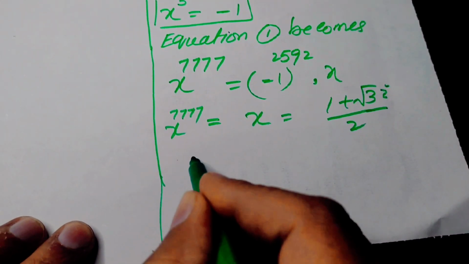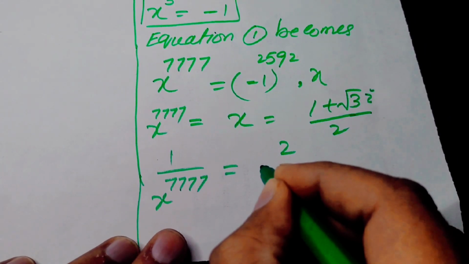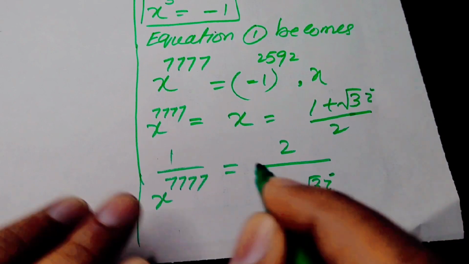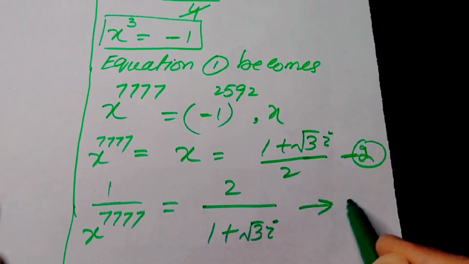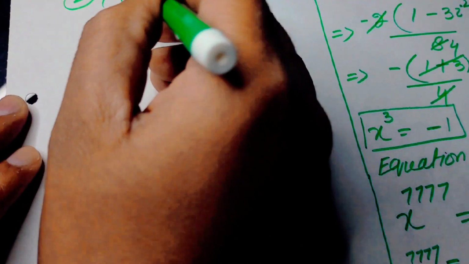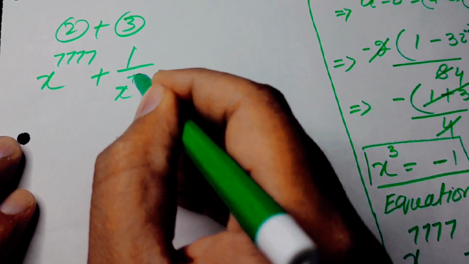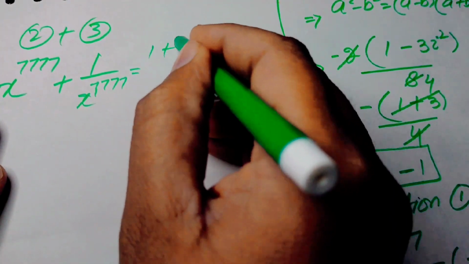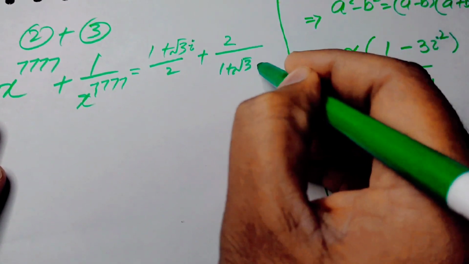So after that we just take the reciprocal of this term, and we will get the value of 1 over x to the power of 7777, and this becomes 2 over (1 plus square root 3 i). After that this is equation number 2, this is equation number 3. We will add equation number 2 and 3, so we will get x to the power of 7777 plus 1 over x to the power of 7777 is equal to (1 plus square root 3 i) over 2 plus 2 over (1 plus square root 3 i).